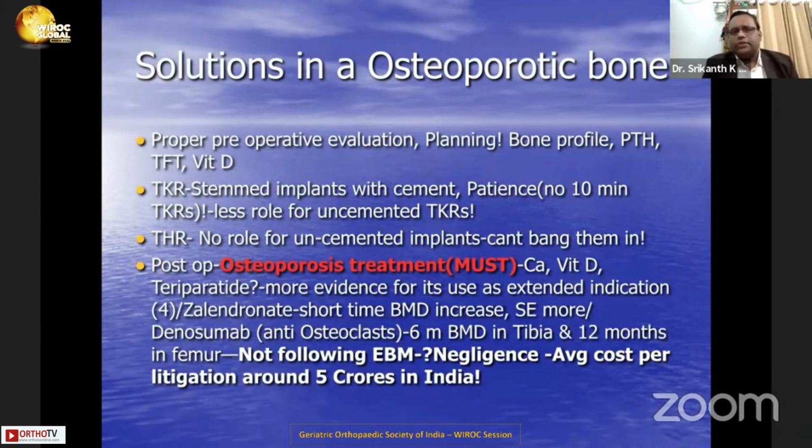Denosumab, again, very promising. It's an anti-osteoclastic agent, and we have proof that the periprosthetic BMD increases up to 6 months in tibia and 12 months in femur. Not following evidence-based medicine can lead to negligence in our practice. And we know in 2021, the average cost of litigation in India is around 5 crores per patient.